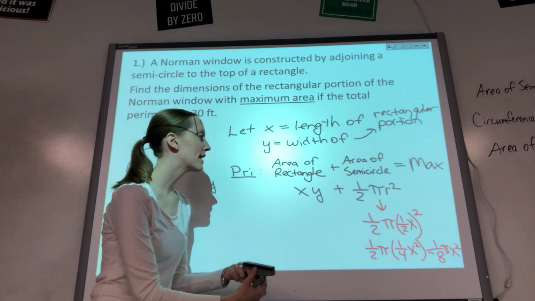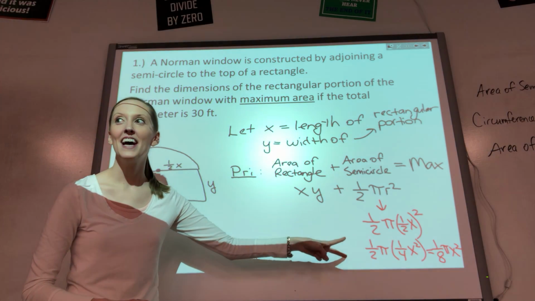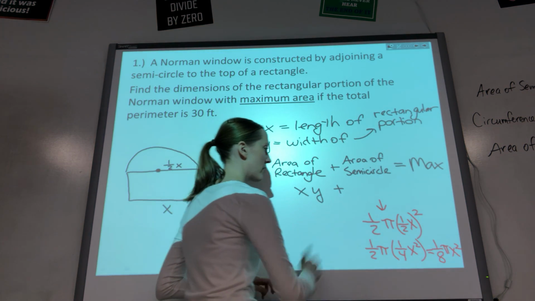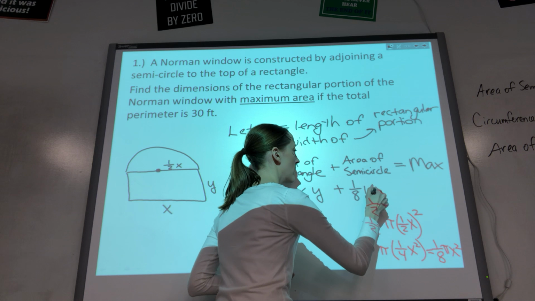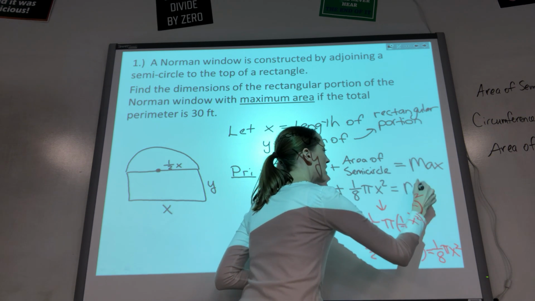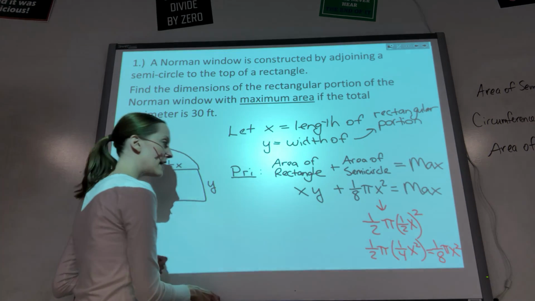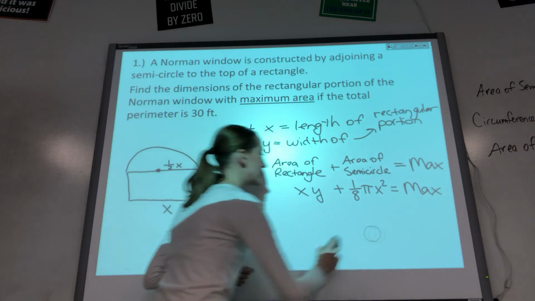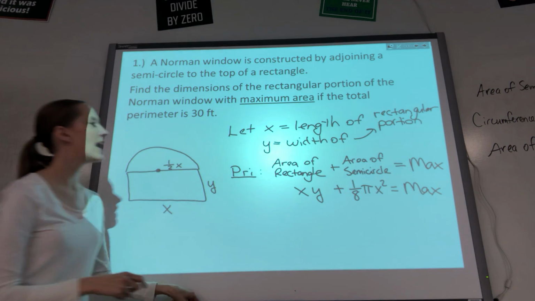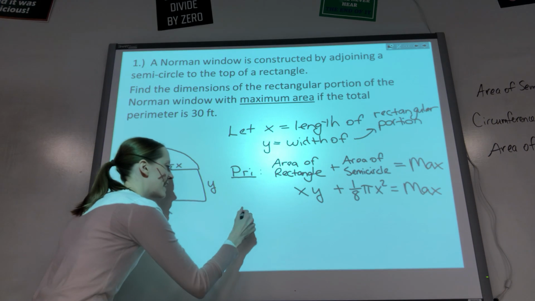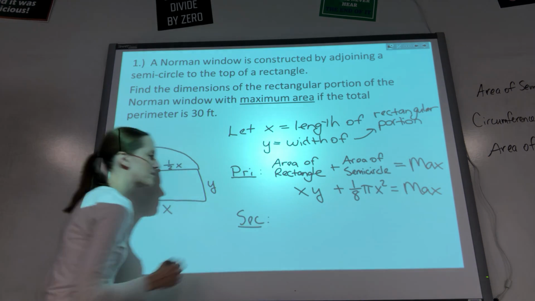Okay, everybody got down the part in red. Might be helpful for your notes later on. I better keep it up there so I don't forget what it is. 1/2 pi, not 1/2, 1/8 pi x squared. Very good. And it still equals a max. So that right there is my primary equation. Took a little bit of work to get it, but there it is.